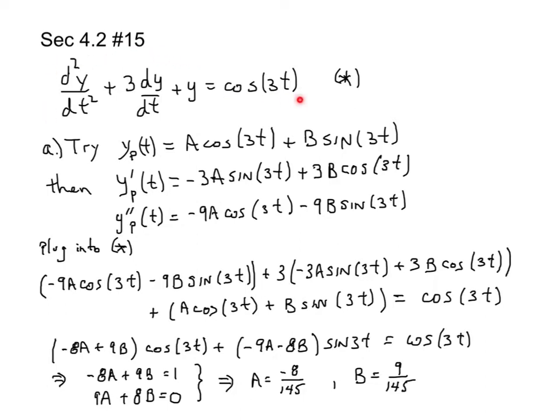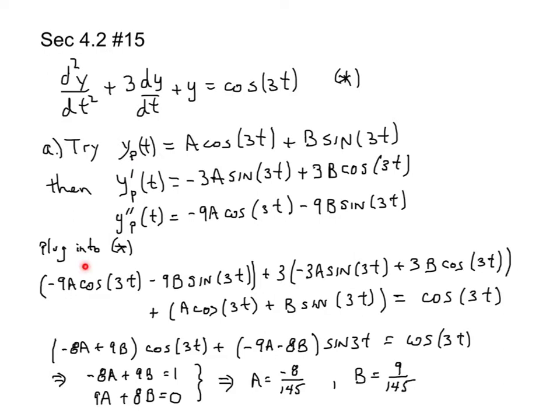The non-homogeneous term is a cosine, so one of the approaches to try for the particular solution is to try a cosine 3t plus b sine 3t. For the homogeneous equation, we would find the roots of the characteristic polynomial and proceed from there, but this is strictly discussion of the particular solution. Once we decide that this is the form that we're going to use, the first derivative follows and the second derivative follows.